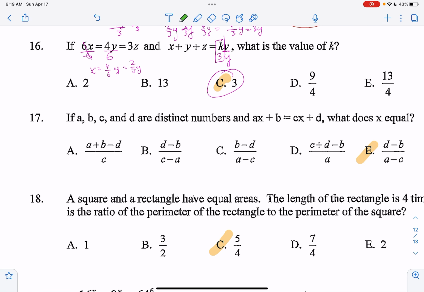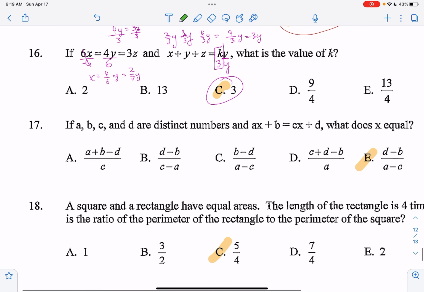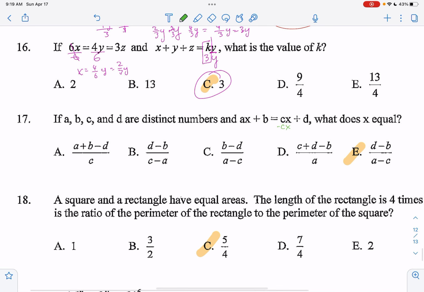For number 17, if a, b, c, and d are distinct numbers, and ax plus b is equal to cx plus d, what does x equal? So to solve for x, what you have to do is move everything to one side. So subtract cx on both sides, and subtract b. So you have ax minus cx is equal to d minus b. And now you want to factor out this x because you have two instances of x. So this will be x times a minus c is equal to d minus b.